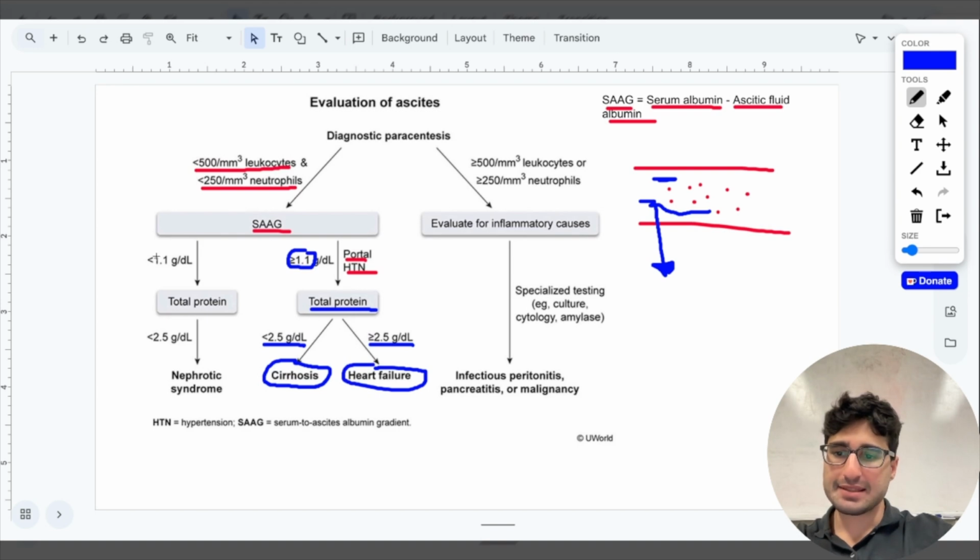Now, if the SAAG is less than 1.1, and we look at the total protein, and that's less than 2.5, that is going to be indicative of nephrotic syndrome. And that should make sense because in the case of nephrotic syndrome, there is going to be damage to the glomerular filtration barrier, allowing protein to leak out. As a result, we are going to be getting a protein level that is less than 2.5.